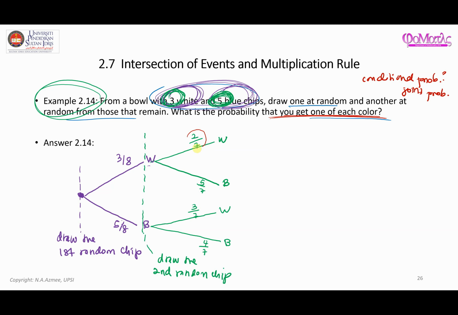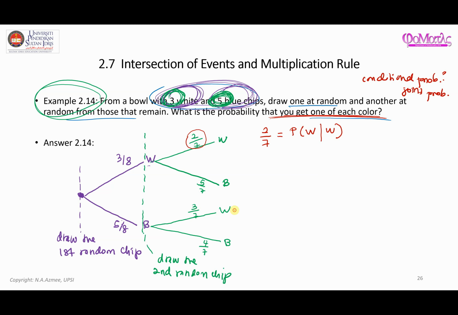For example, this value here, 2/7, what does it mean? This value here, 2/7, is the probability you get a white chip given that you also get the white chip at the first stage. So this value is a conditional probability.